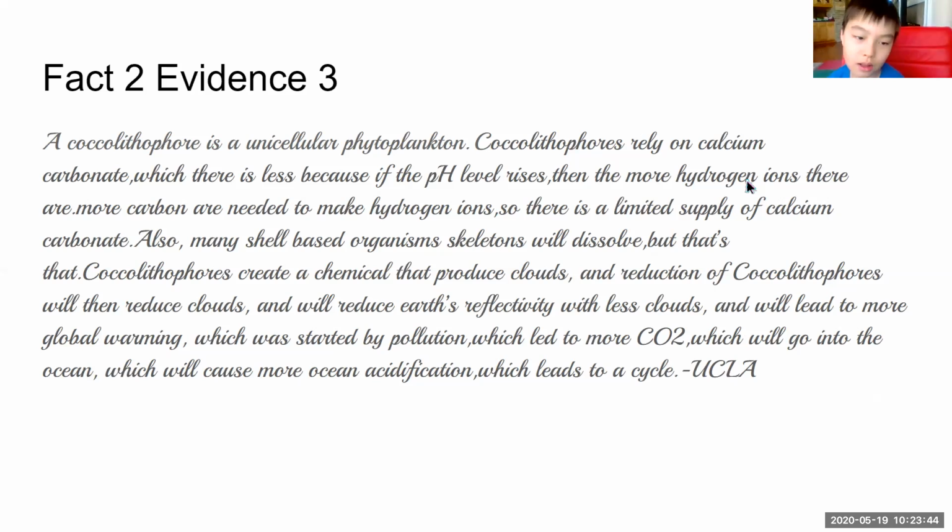So, coccolithophores create a chemical that produces clouds, and a reduction of coccolithophores will then reduce clouds and reduce Earth's reflectivity. With fewer clouds, this will lead to more global warming, which is started by pollution, which leads to more CO2, which will go into the ocean, which will cause more ocean acidification, which leads to a cycle.